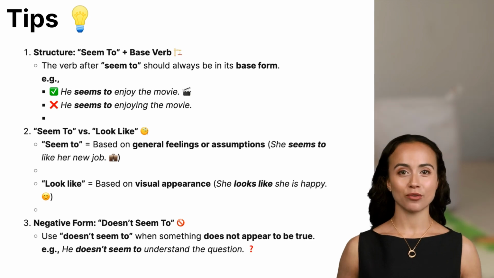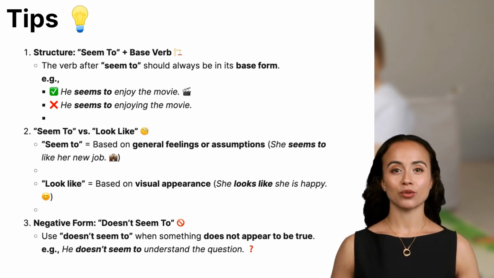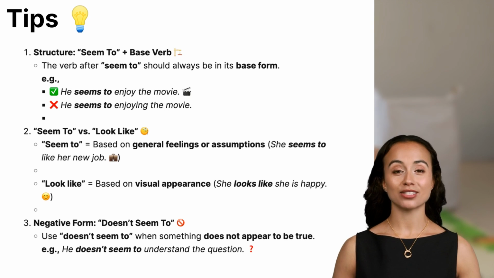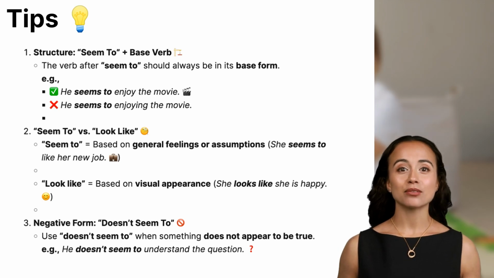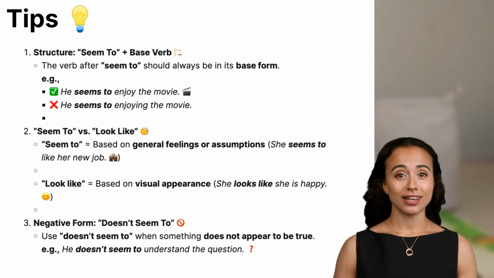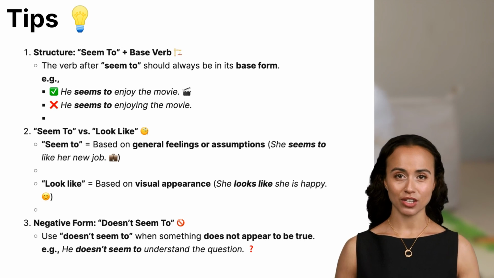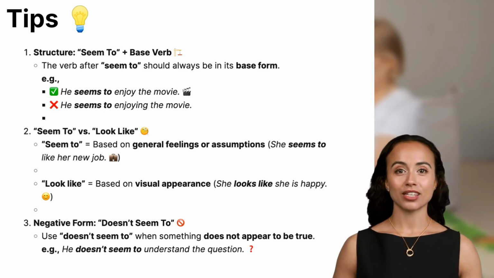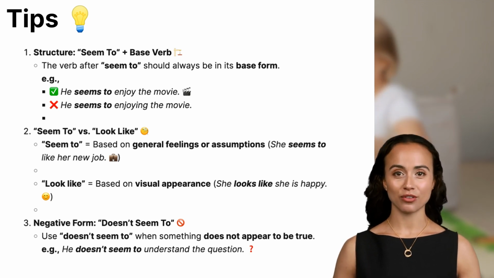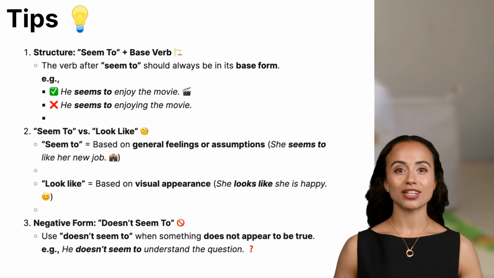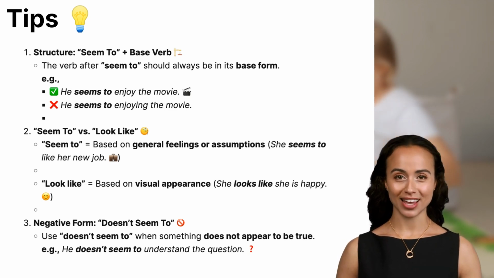3. Negative form: "doesn't seem to." Use "doesn't seem to" when something does not appear to be true. Example: He doesn't seem to understand the question. This means it looks like he is confused. More examples: She doesn't seem to enjoy the food. This class doesn't seem to be very difficult. This is a natural way to express uncertainty in a negative sentence.